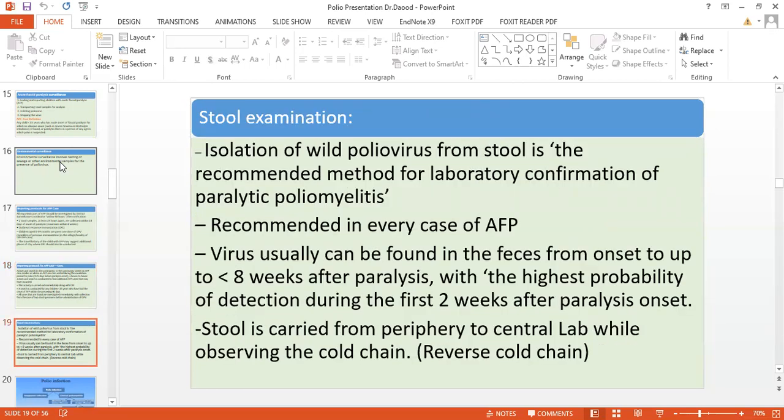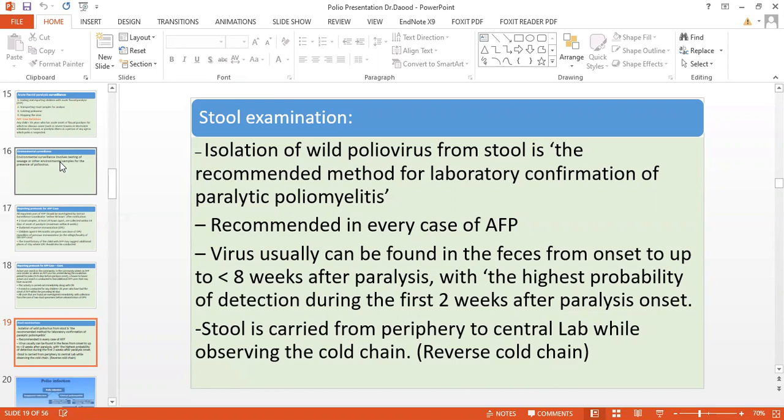Stool examination is the keystone for the isolation of the virus and diagnosis. Isolation of wild poliovirus from the stool is the recommended method of laboratory confirmation of paralytic poliomyelitis. It's recommended in every case of AFP. The virus can usually be found in the feces from onset up to less than 8 weeks after paralysis, with the highest probability of detection during the first 2 weeks of the paralysis.